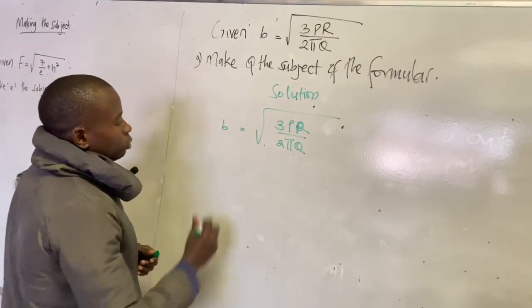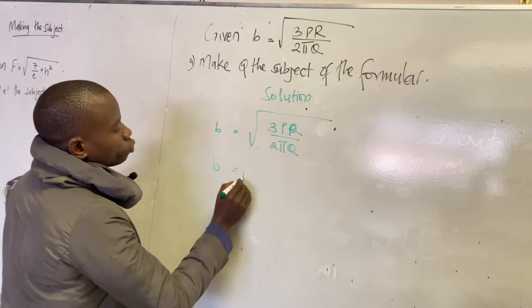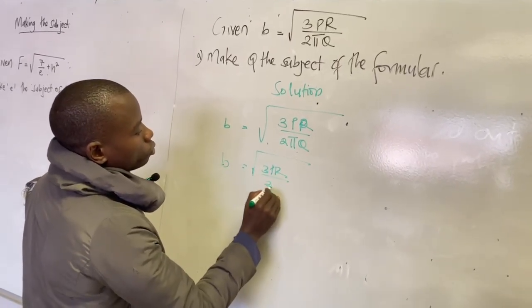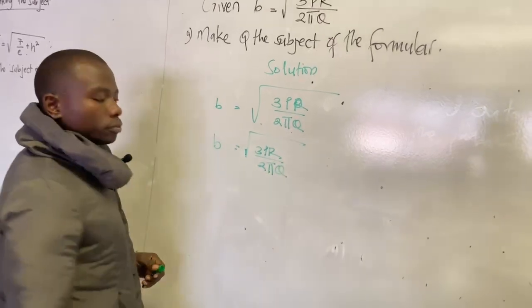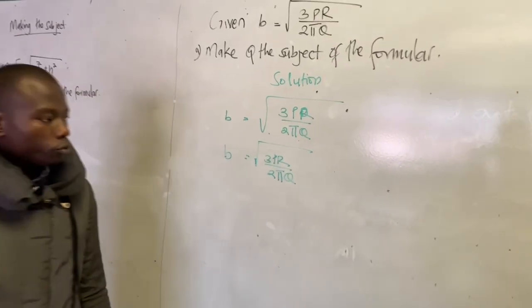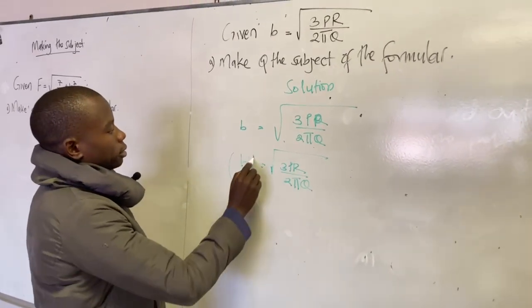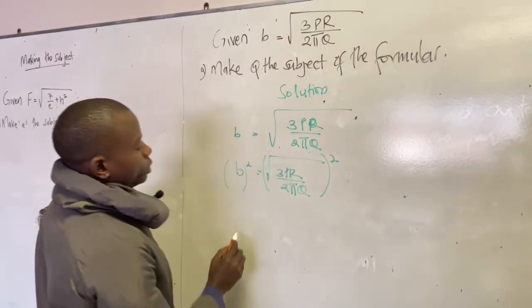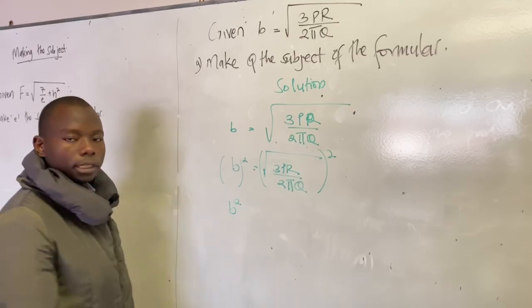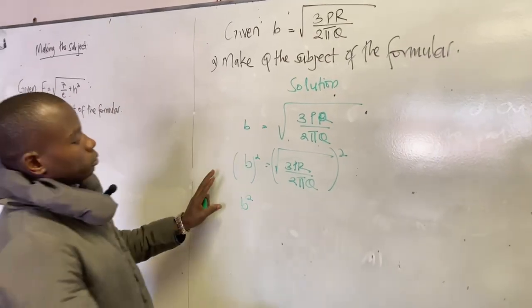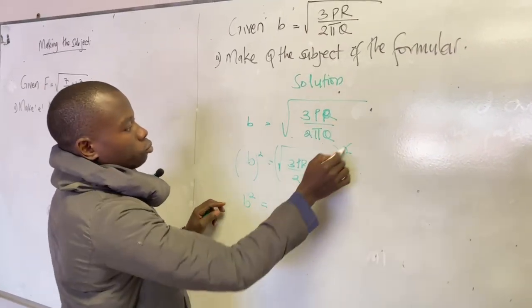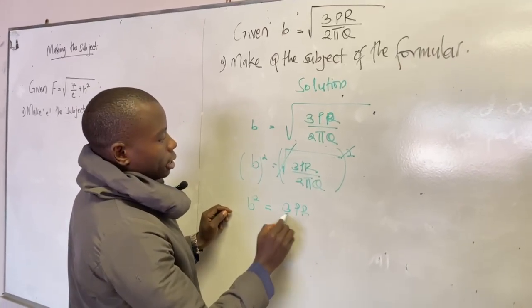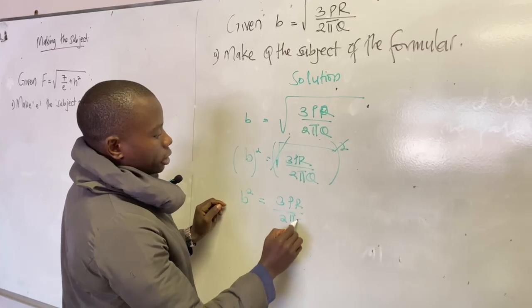When we have this, we get b will equal to root of 3pr over 2 pi q. When you have this, we introduce a square on both sides. This means that this one becomes b squared, so the root has gone, and we have b squared equals 3pr over 2 pi q.